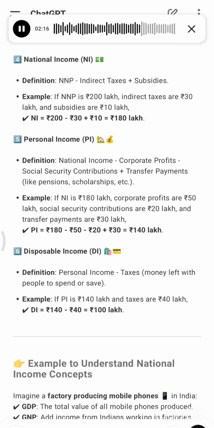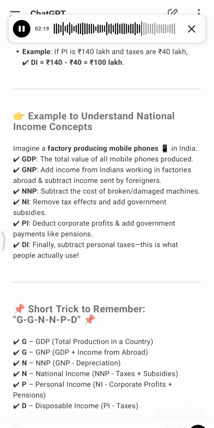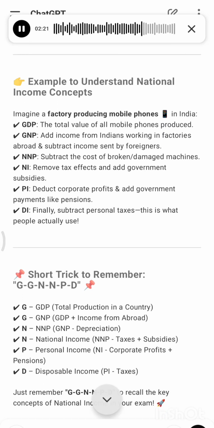Example to understand national income concepts. Imagine a factory producing mobile phones in India. GDP, the total value of all mobile phones produced. GNP, add income from Indians working in factories abroad and subtract income sent by foreigners. NNP, subtract the cost of broken, damaged machines. NI, remove tax effects and add government subsidies. PI, deduct corporate profits and add government payments like pensions. DI, finally, subtract personal taxes. This is what people actually use.